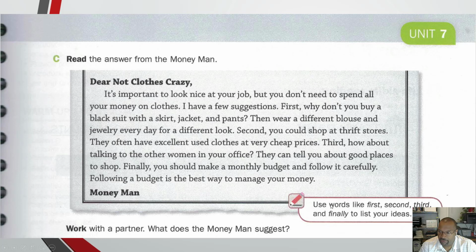Here's some hints down here. Use words like first, second, third, and finally to list your ideas. First, second, third, finally.